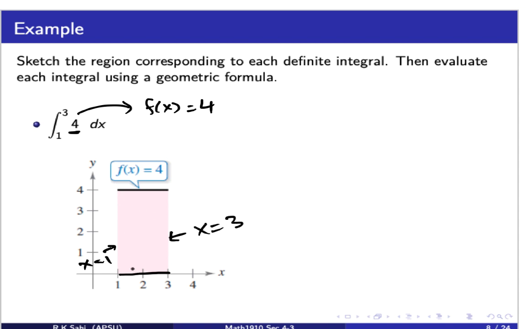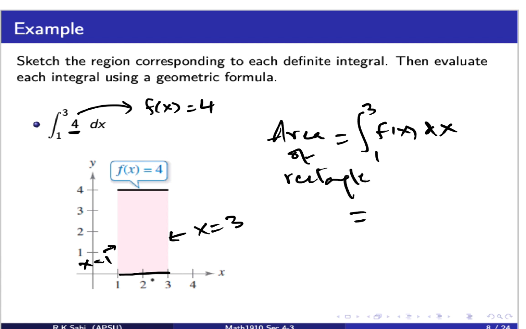So what does this area look like? It looks like a rectangle. So what is the area? Because remember, what's the formula? The function is continuous and non-negative. You already see that. So the area of this definite integral from 1 to 3 of f(x) dx is nothing but the area of the rectangle.